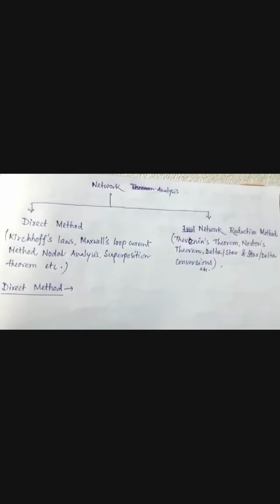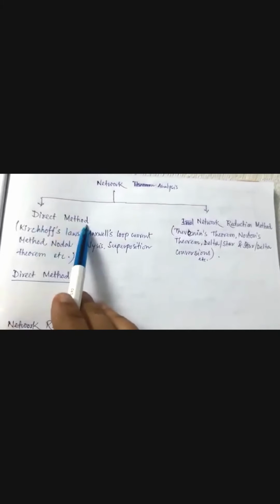As we know, an electrical network is said to be solved when all the voltages and all the currents in its different elements are determined. There are two general approaches to solve electrical networks: the direct method and the network reduction method.